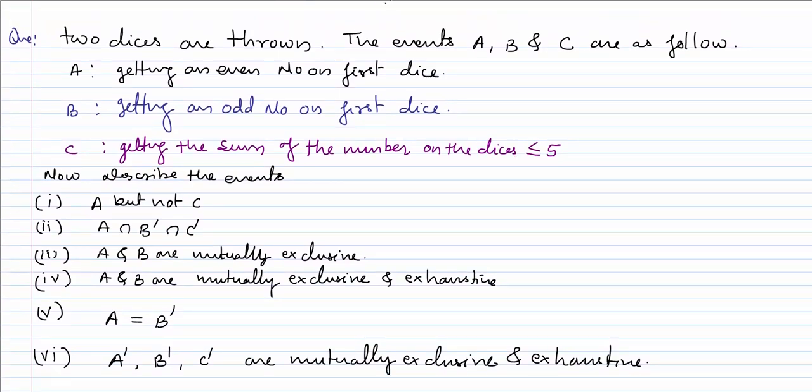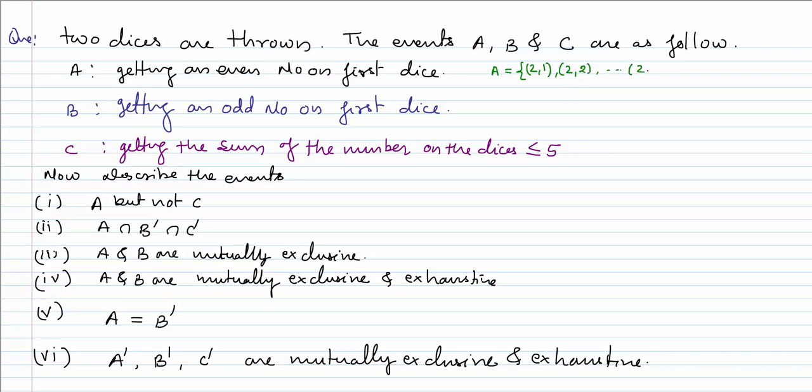You can solve it on your own and then look at the solution. You can pause this video for a while and check whether you are getting it correctly or not. If you understand each and every concept clearly, then you will get the correct answer for each and every one. Let us read it again. Two dice are thrown. The events A, B, C are as follows. A: getting an even number on the first die. So what about the elements of A?